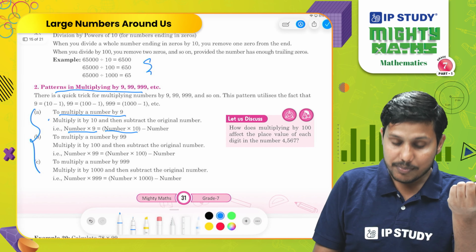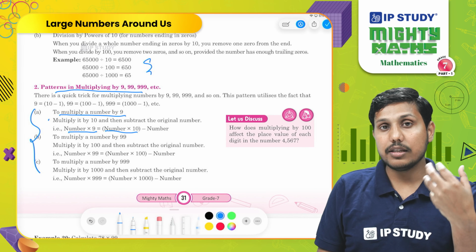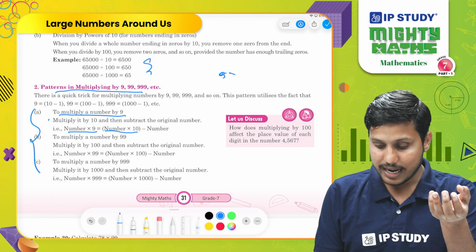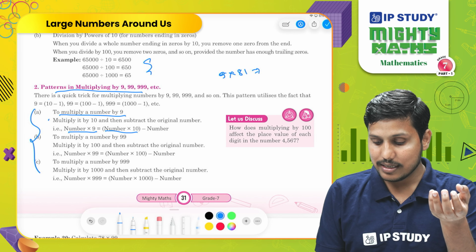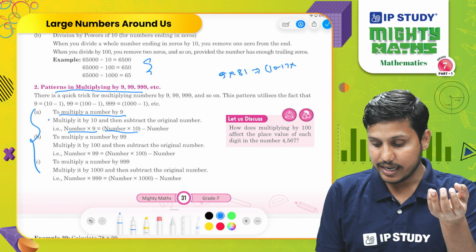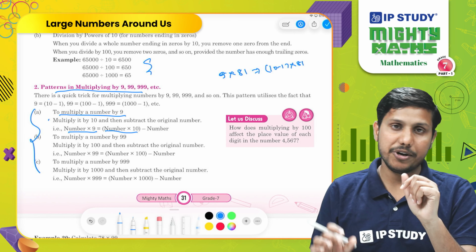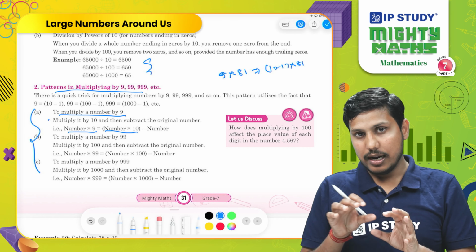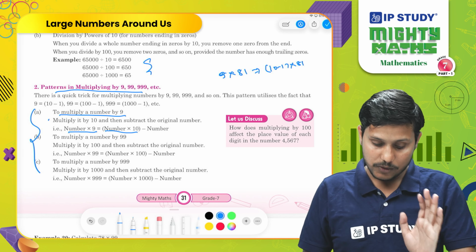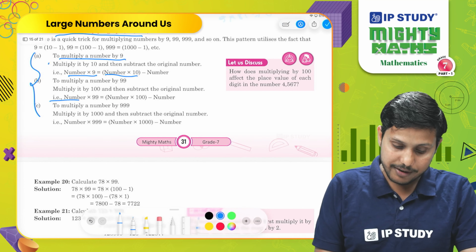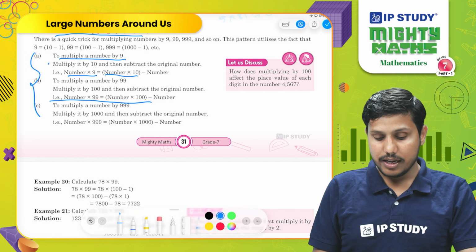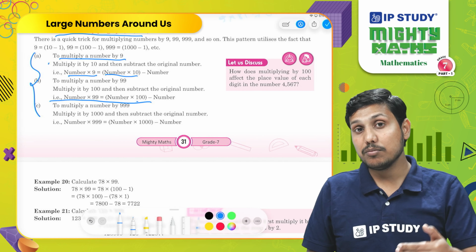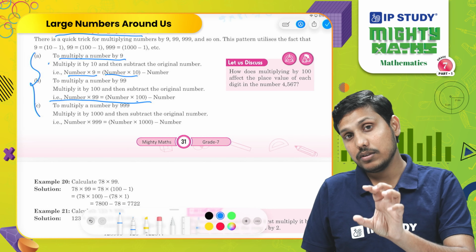Now we subtract the original number, because of the distributive property. Let's suppose 9 times 81, then we can write it as 10 minus 1 multiplied with 81, or vice versa, as they are commutative. So it helps us to find the product of a number with 9 easily. This applies to the other numbers also. For 99, we multiply with 100 and then subtract the number. For 999, we multiply with 1000, then subtract the original number.